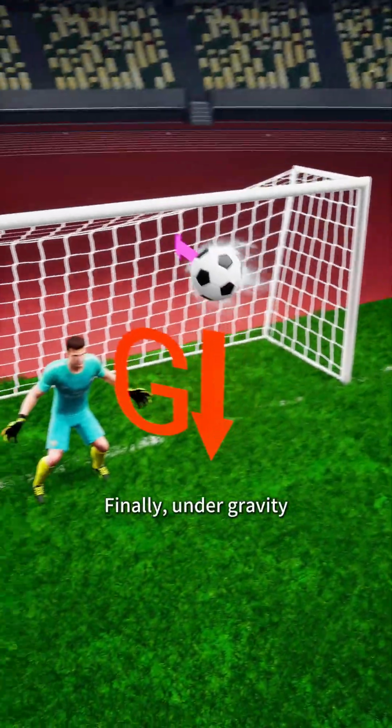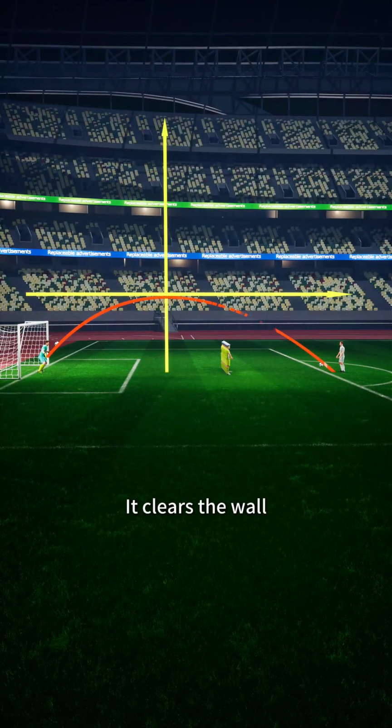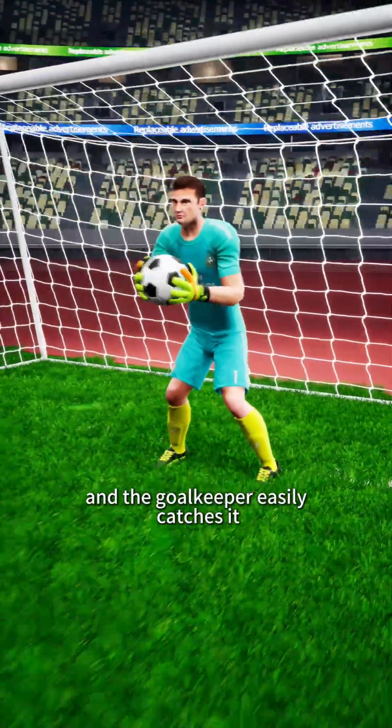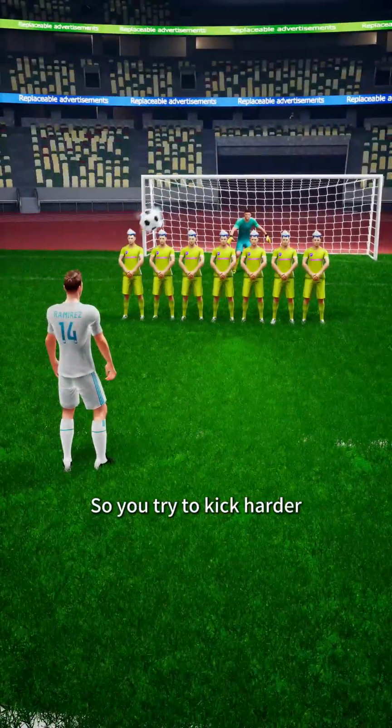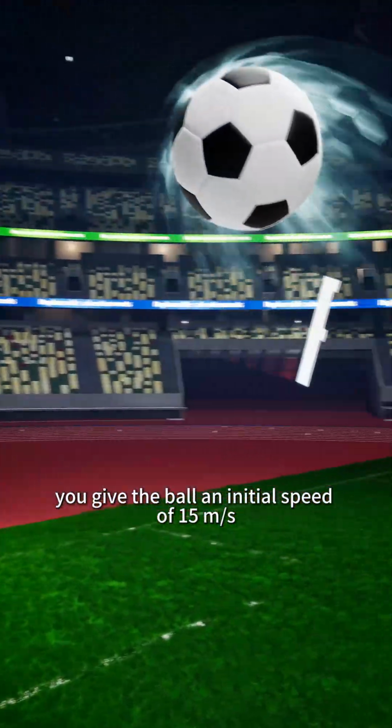Finally, under gravity, the ball follows a nearly symmetric parabola. It clears the wall, but because it's too slow, its descent is gentle and the goalkeeper easily catches it. So you try to kick harder. This time, you give the ball an initial speed of 15 mph.